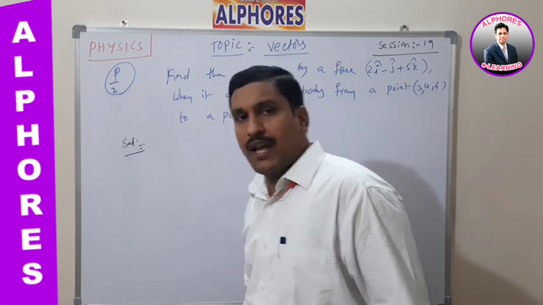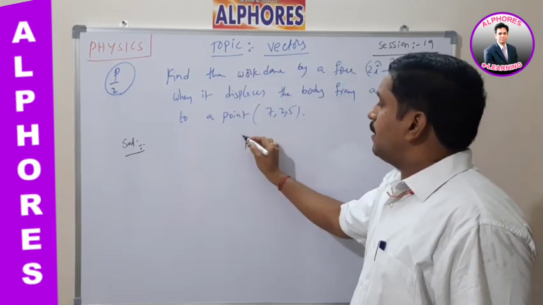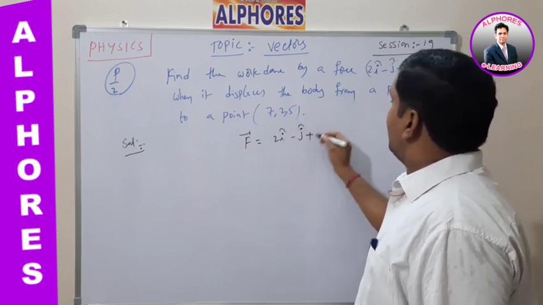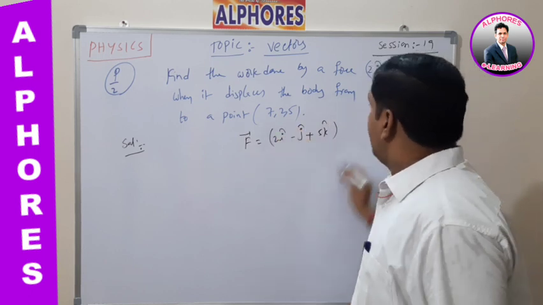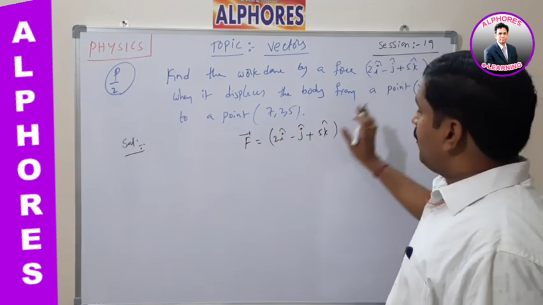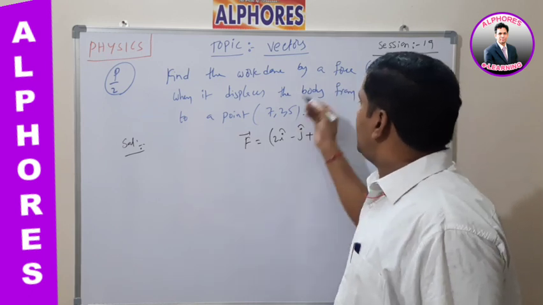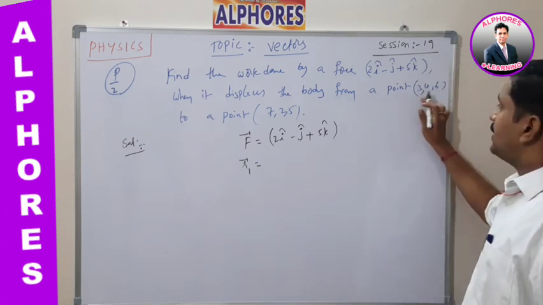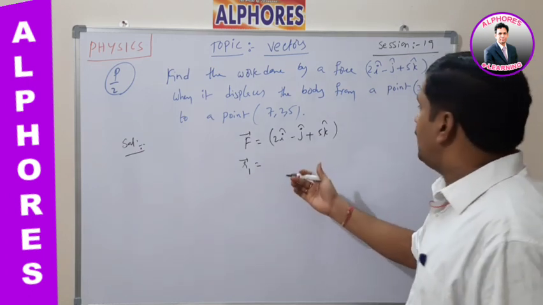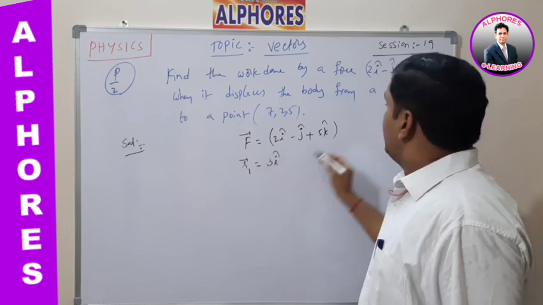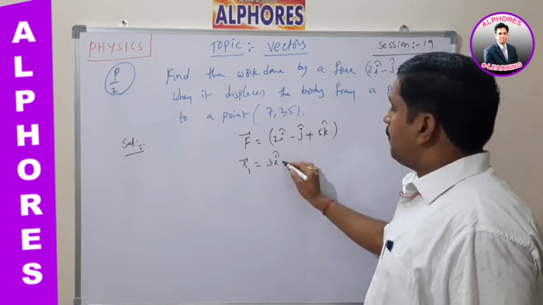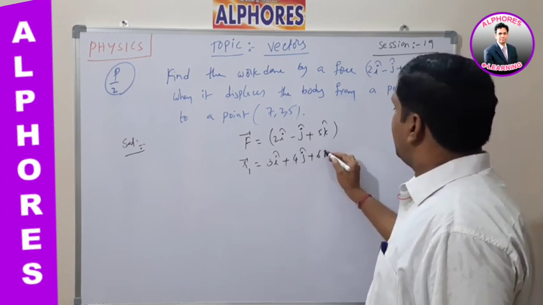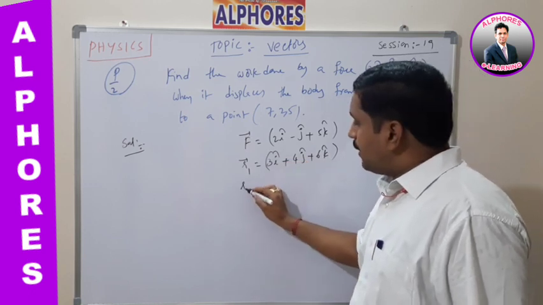Before going to the solution, I have to write the vectors as per the given data. That means F bar is equal to 2I cap minus j cap plus 5 into k cap. Here units are not given in this question, that's why you have to take units only. Now the displacement of the body means what is the position vector as per the data? Position coordinates are given. R1 bar is equal to x coordinate is 3, means 3 into I cap plus y coordinate is 4, means 4 into j cap, next 6 into z coordinate into k cap.